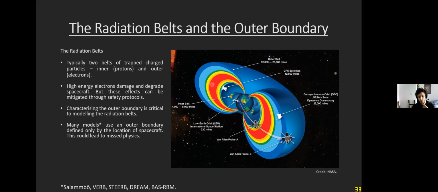However, what lots of models do is construct a boundary condition where we have lots of data. And unfortunately, where we have lots of data doesn't necessarily coincide with where the actual outer boundary is. So what we're doing in this project is essentially building on some previous work to identify where the outer boundary might be located. And now we're going to try and model the fluxes at that boundary location so that people who do radiation belt modeling can use that as inputs to their models.